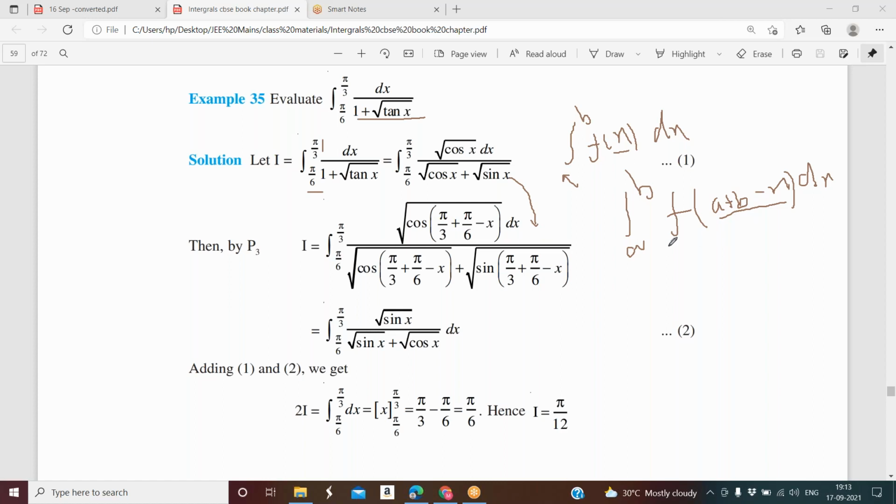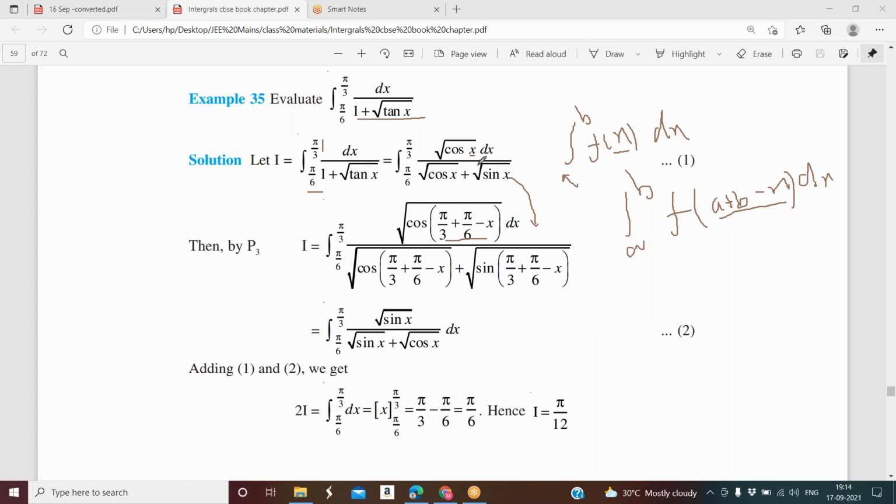So what is a plus b? a plus b means pi by 3 plus pi by 6, minus x. So wherever you have x in the integrand, you have to replace it by pi by 3 plus pi by 6 minus x. This is what a plus b minus x is. So replace it, divided by square root of cos of pi by 3 plus pi by 6 minus x plus square root of sine of pi by 3 plus pi by 6 minus x. Now simplify cos of pi by 3 plus pi by 6.